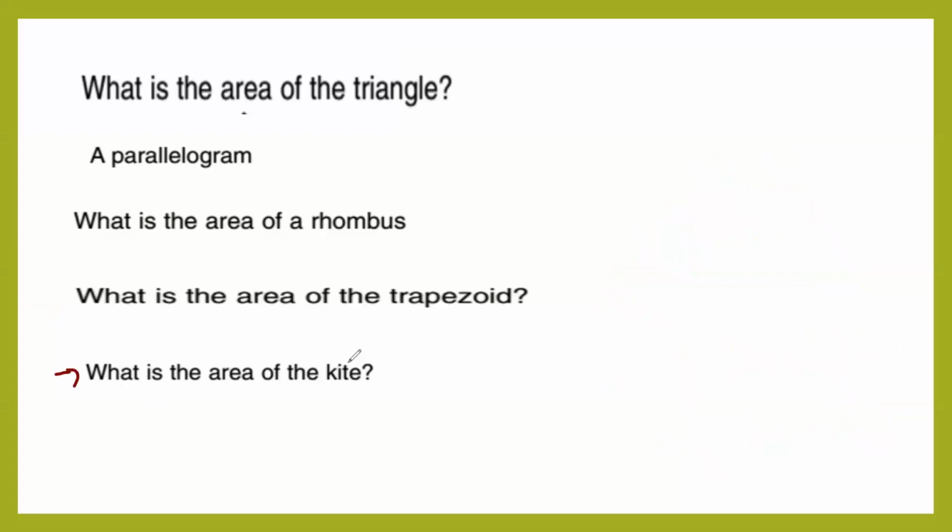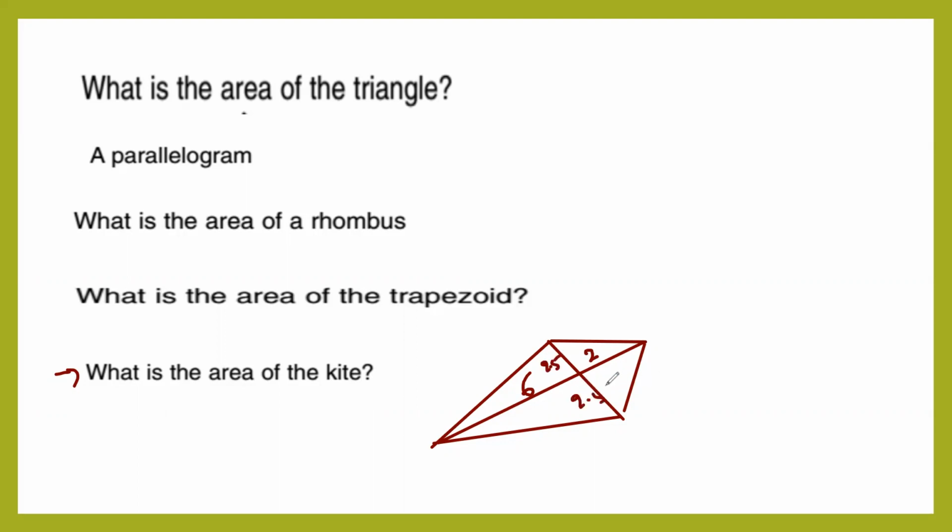The last one: what is the area of the kite? The area of the kite acts exactly the same as the rhombus. The difference between the kite and the rhombus is that in a rhombus the diagonals bisect each other, but in the case of the kite, the diagonals do not bisect each other. For example, it could be 6 here, 2 here, and 2.5 or whatever. So it's not necessary for the diagonals to bisect each other.